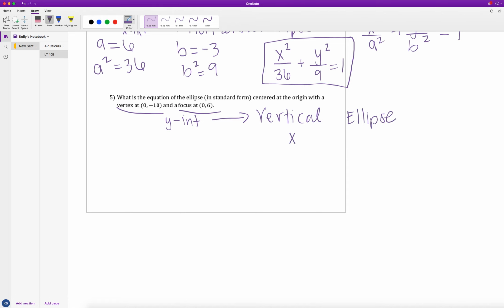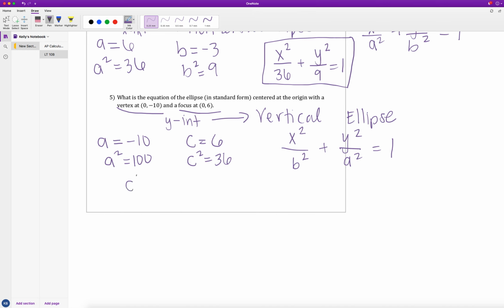Which means that I'm looking at the equation x squared over b squared plus y squared over a squared equals 1. Because it's vertical, I want my a squared to go with the y value. I also know that since my vertex is at -10, my a value is -10, so my a squared is 100. And because my focus is at 6, my c value is 6, and my c squared is 36. So I can go ahead and fill in part of this equation. I can fill in the a squared value, but I still need the b squared.